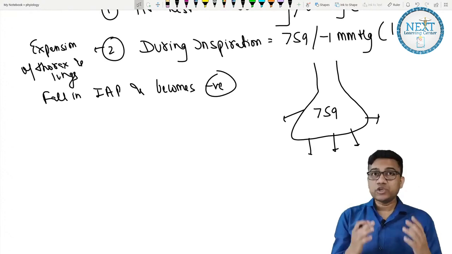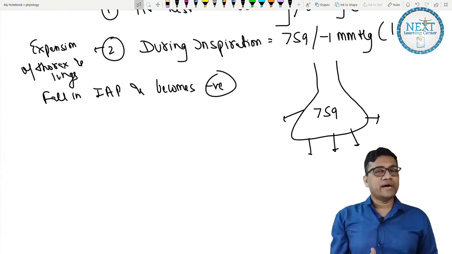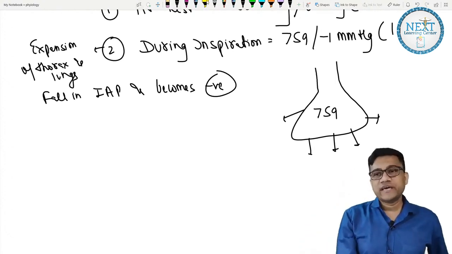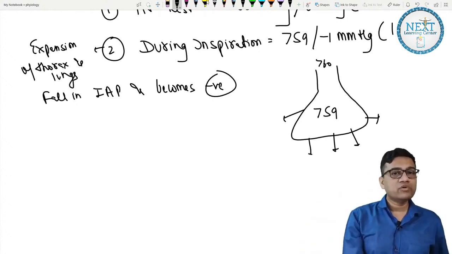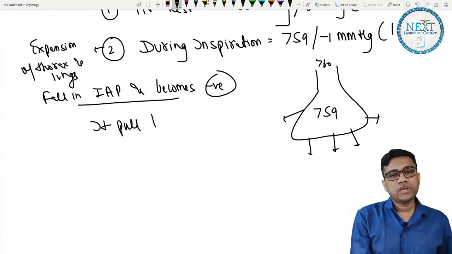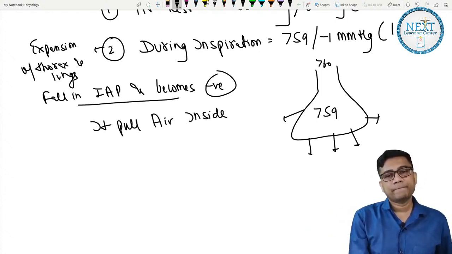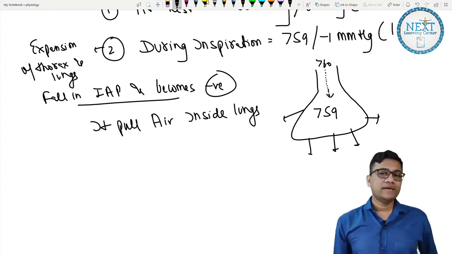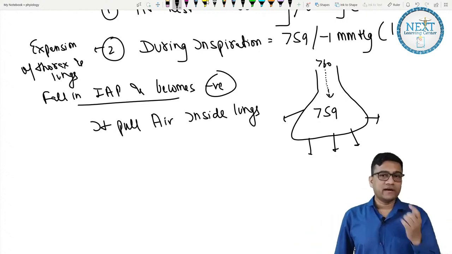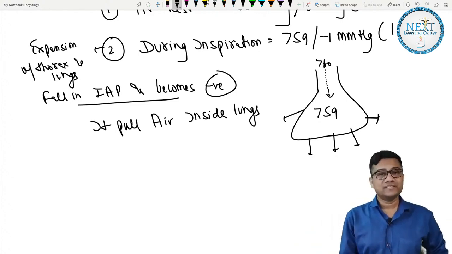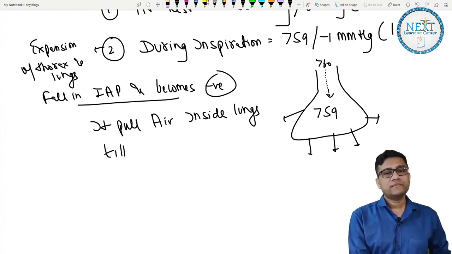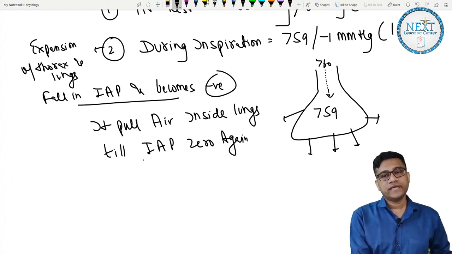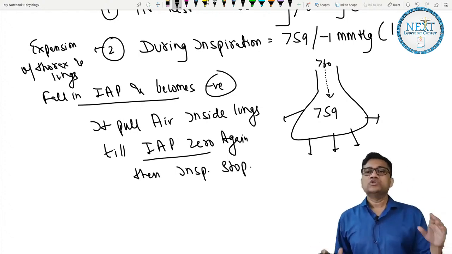Now what will happen? Does air go from high to low, or low to high? The answer is high to low. So now pressure is 759 in the lung, atmosphere 760. So it pulls air inside the lungs. As the air comes inside the lung, the pressure will rise, till the pressure is equal, till IAP is 0 again, and then inspiration stops because there is no pressure change.